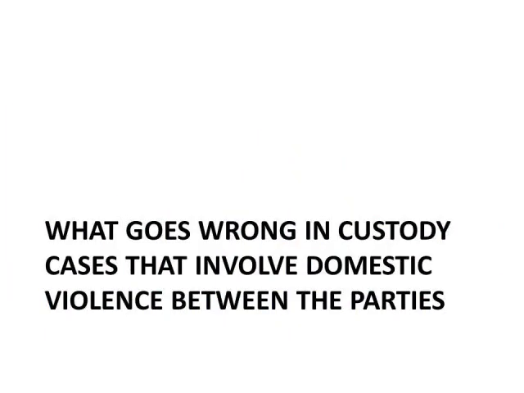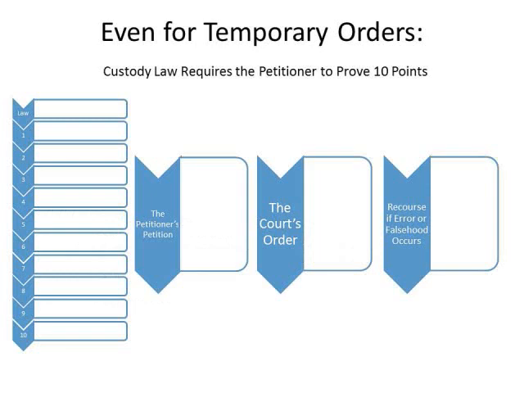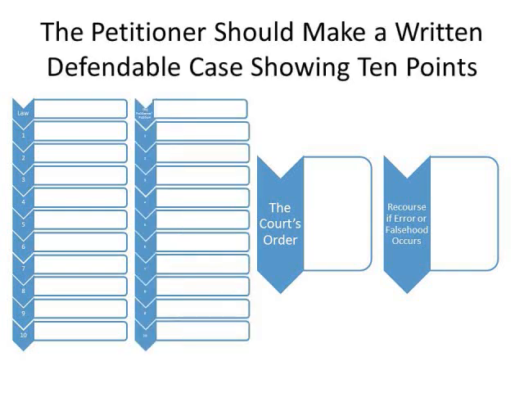Now to talk about what goes wrong in custody cases that involve domestic violence between the parties. Custody law, even for temporary orders, requires the petitioner to prove 10 separate points that altogether comprise what's known as the best interest of the child. What should happen here is the petitioner should make a written defendable case showing 10 points. This would demonstrate that he has carried his burden of proof.